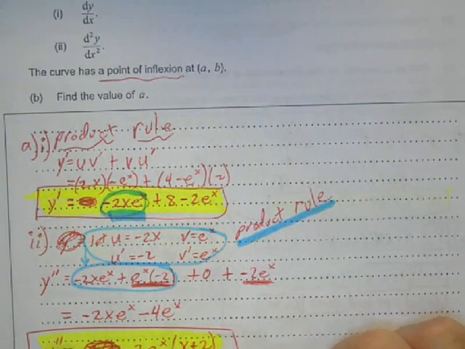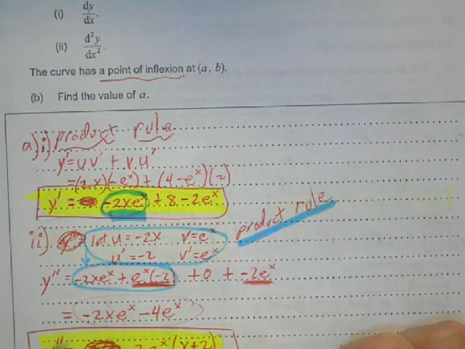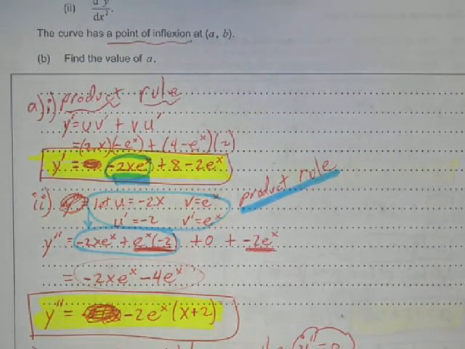Okay, and then this is a fine answer. There's nothing wrong with that. But if I wanted to factor out e to the x and factor out negative 2, it could look like this also. This was the answer in the book. I think both of these answers are perfectly fine.